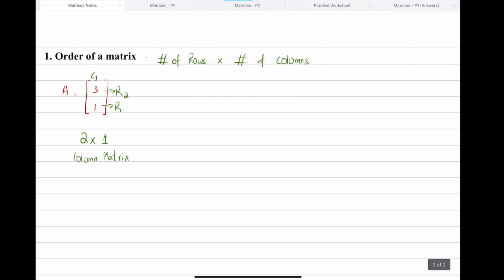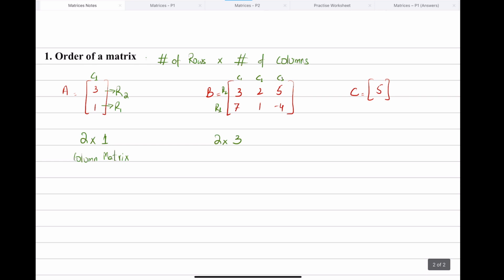Let's say you have something that looks like this: B, which is equal to 3, 2, 5, 7, 1, minus 4. Just random values. So let's say we want to write down the order of this matrix. We'll count the number of rows. Here's row 1, here's row 2. So that's 2 rows. And then we'll count the number of columns. So column 1, column 2, column 3. So how many columns do we have? We have 3 columns. So that means the order of this matrix is 2 by 3. Or you can say that this is a 2 by 3 matrix. Okay. What do you think about this?